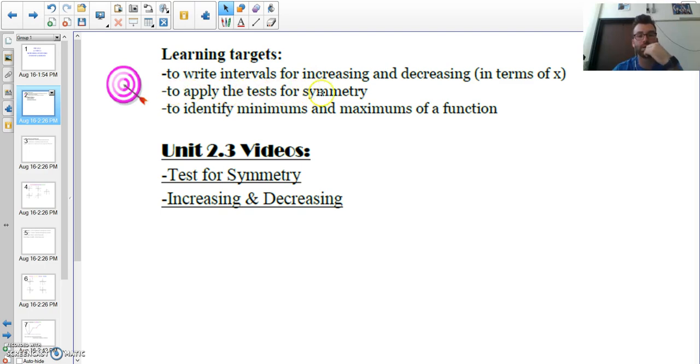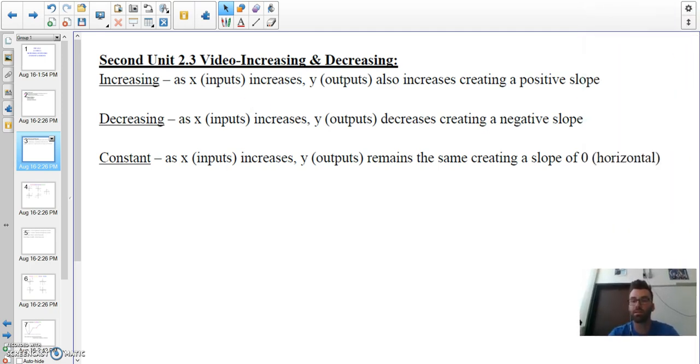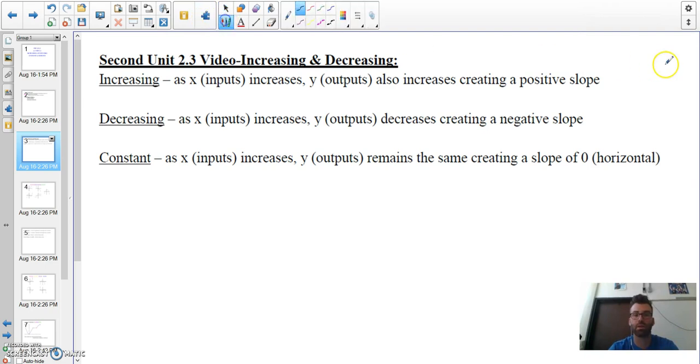We already did our test for symmetry in the last video. We're talking about minimums and maximums, like I said, and increasing and decreasing. First thing we'll talk about is increasing. As our x increases, our inputs increase, our outputs also increase, creating a positive slope. So we're talking about lines that are going up and away.